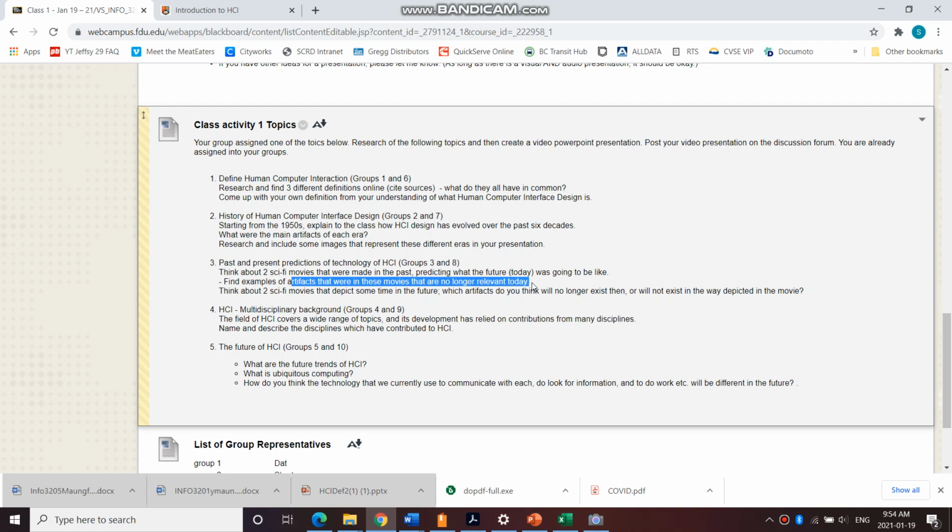that are no longer relevant today. So one that I always think of is, movies that were made in the 80s or 90s always had the phone booth, but that is definitely not relevant anymore today. Okay, so can you think of other artifacts that were in those movies that are supposed to be futuristic but no longer relevant? Next, I'd like you to think about 2 sci-fi movies that depict some time in the future from now. And what artifacts do you think will no longer exist then or will not exist in the way that's depicted in the movie?